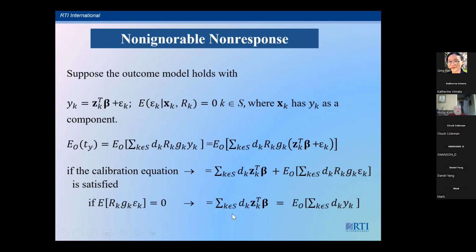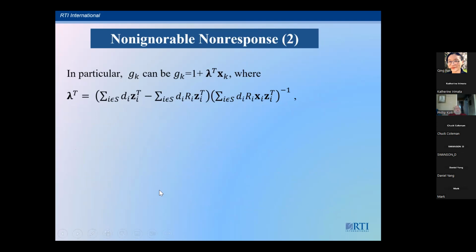And under the outcome model, you don't have unbiasedness. What you have is an unbiased predictor, which means it predicts the same thing as the weighted sample itself. So it predicts the same thing as this. So under the outcome model, it's true. So we still have the same sort of double robustness as we had before.